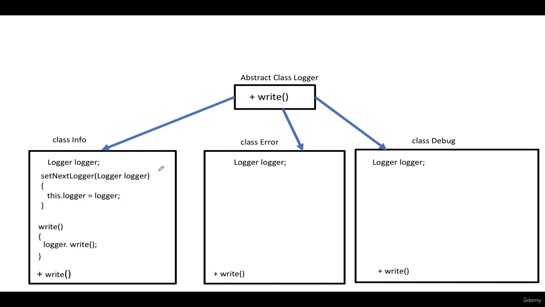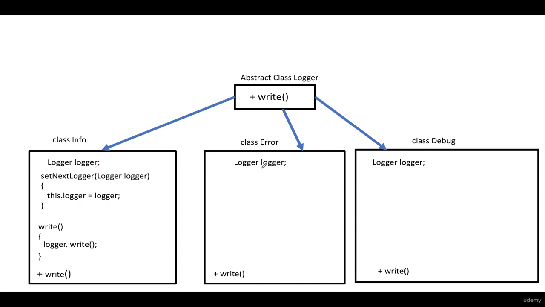So in my current class, we are setting the next class instance in this setNextLogger. Here we are creating the instance of this logger class. This logger is the abstract class. In this, we can pass the instance of the error class and then set that instance into this logger instance. And when we call the write method, this logger has the instance of the error class. It means it will call the write method of the error class. So if you see from the info class, we are trying to call the write method of the error class. And that's how the chain of responsibility will flow between the classes.